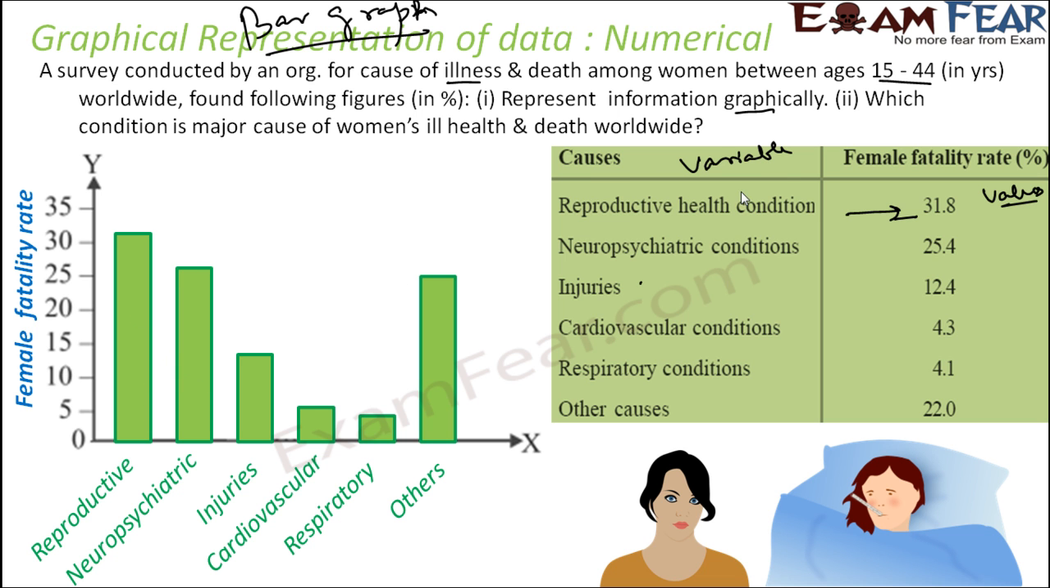Which condition is the major cause of illness or death? We can see that the reproductive health condition is the major cause of death among women in the whole world. Please note, since it is just an ungrouped frequency distribution, the only graphical representation possible here is the bar graph.